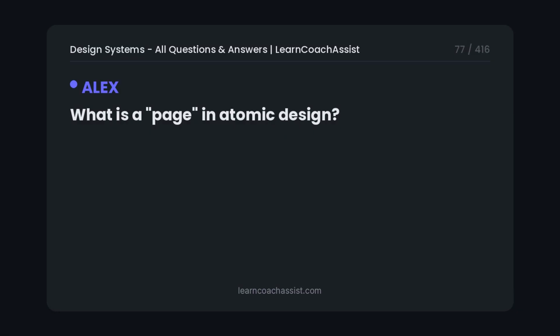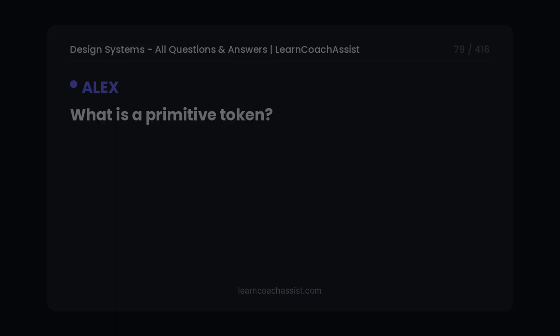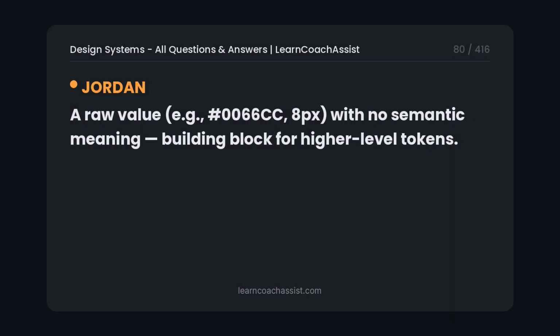What is a page in atomic design? A concrete template populated with real content, what users actually see. What is a primitive token? A raw value, e.g., #0066cc, 8px, with no semantic meaning, building block for higher-level tokens.